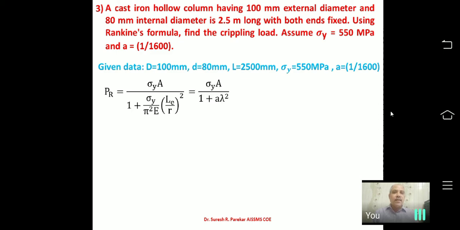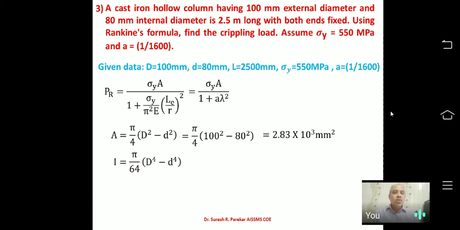So now we will calculate the values one by one. We have A equal to pi by 4 into (D square minus d square), which is required. Whatever data is required, we will find that data. We require the area; sigma y is given, E is given. So L E we have to find out, r we have to find out, and then we have to substitute. So pi by 4 into (100 square minus 80 square). If we substitute these values, we get 2.83 into 10 raised to 3 mm square.